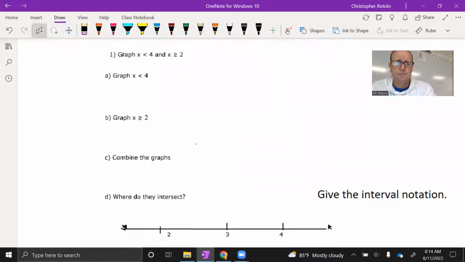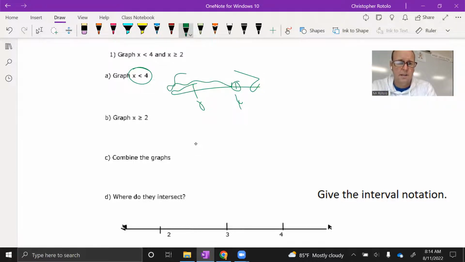So here's what it looks like. We're going to graph these two things. So here's my 0, here's 4. Notice it does not count, so it's open. X is less than, so we're going to go less than 4. X is greater than or equal to 2. So here's 0, here's 2. It's going to count this time. And we want to be greater than 2.